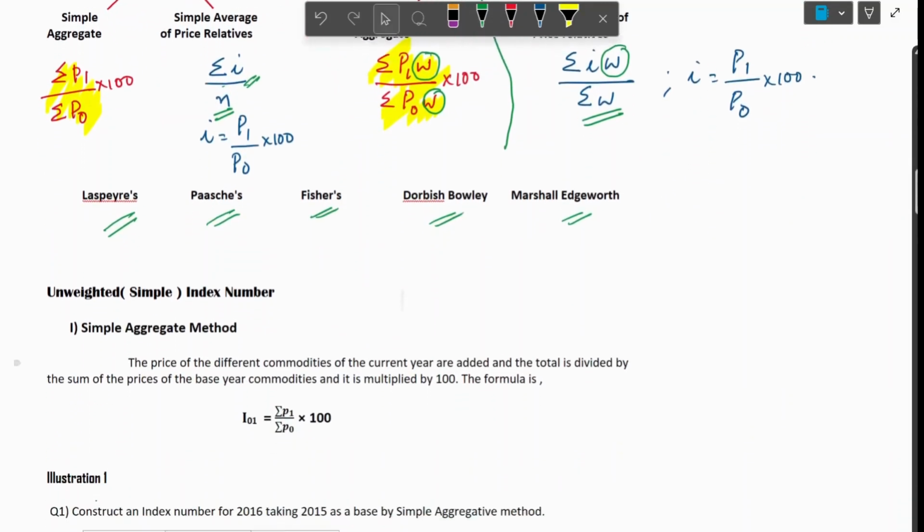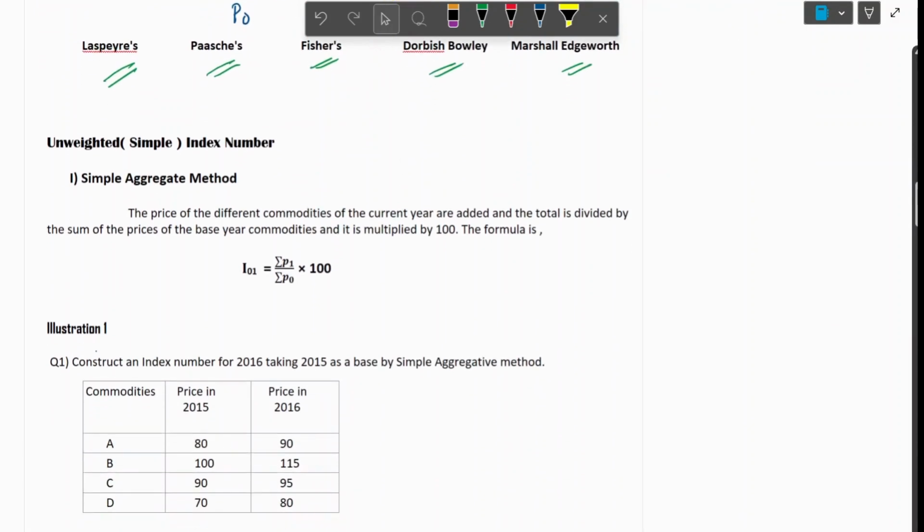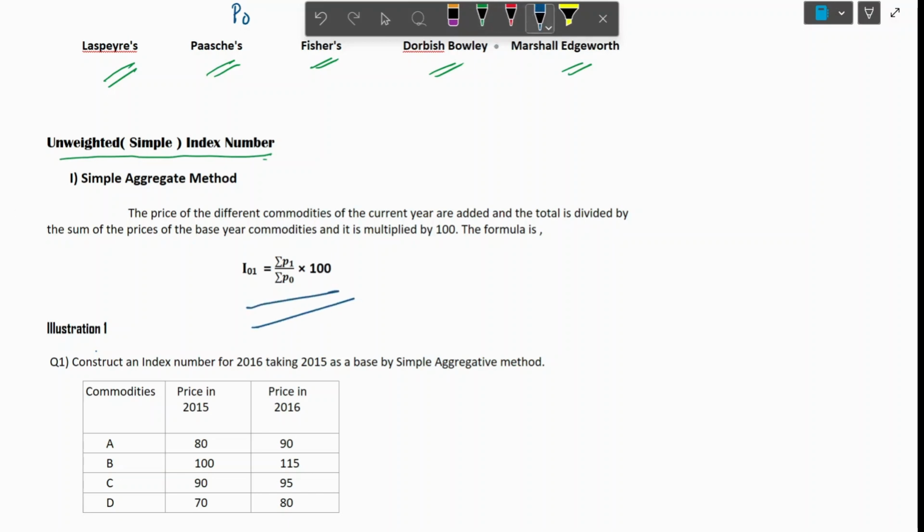Next, we are going to do the sums related to all these four methods. First method is the unweighted simple index number. Okay, what's the formula? We already discussed, that is here. This is the notation for the index number, that is I01. 0 is the base period, 1 is the current period. Therefore I01 denotes the index number, which is a comparison of the base period and current period. What's the formula? That is summation of P1 divided by summation of P0 into 100.